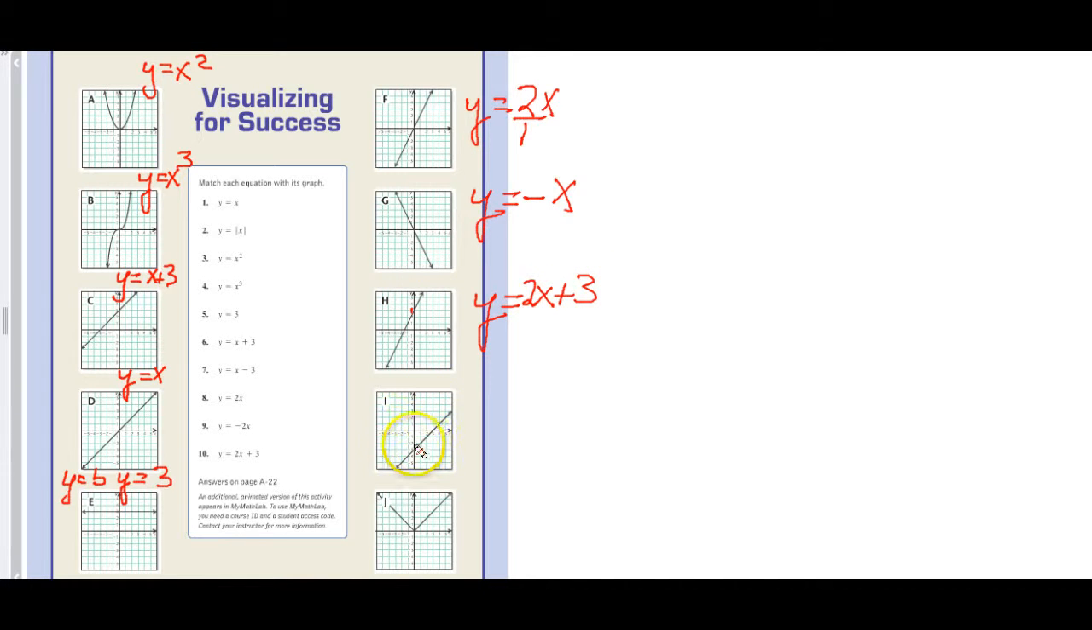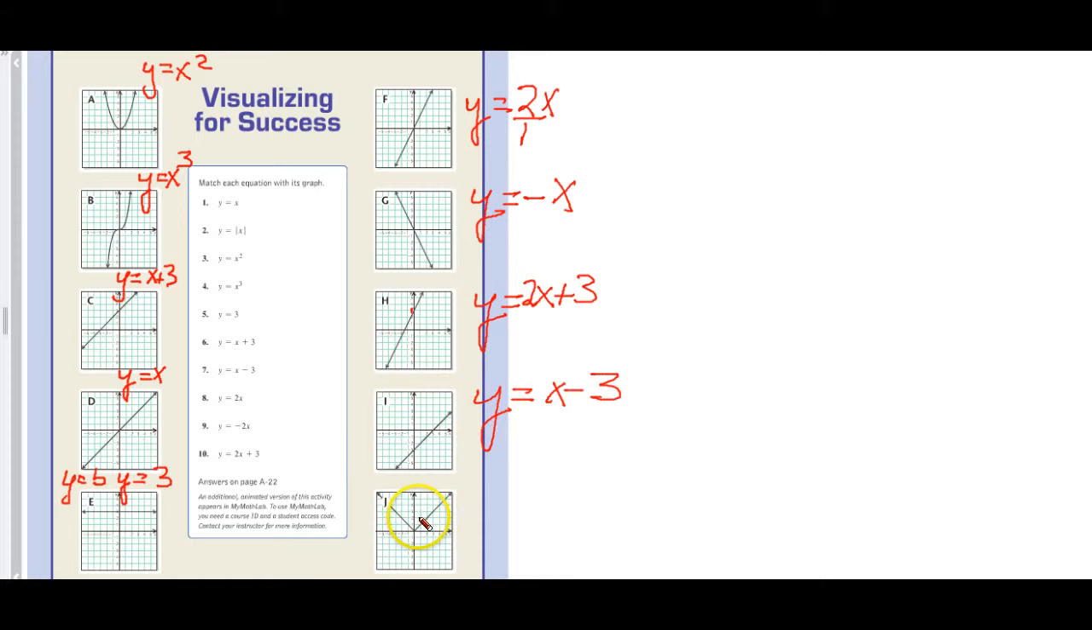All right, this one is over 1 up 1. So this is going to be y equals x, but it's down 3. 1, 2, what is it, 3 or 4? Let me see. Kind of hard to say. I think it's 3.